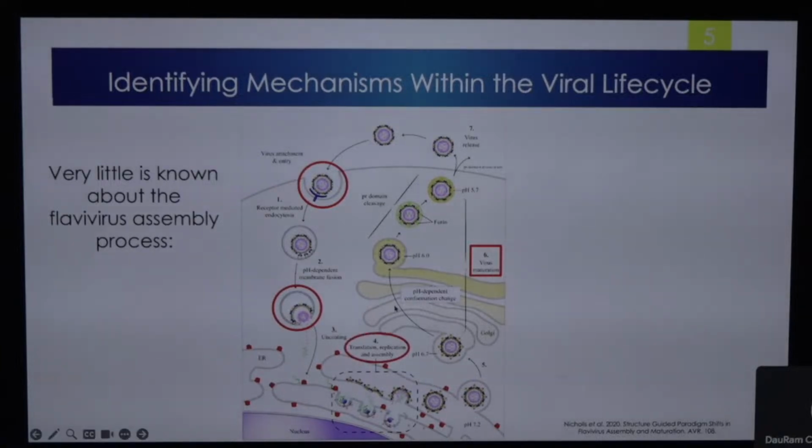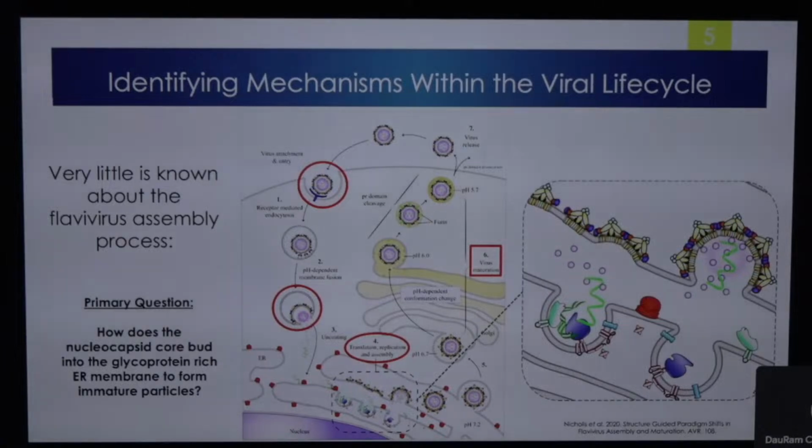However, very little is known about the flavivirus assembly process: how the nucleocapsid core, shown here in purple, that core mixed with capsid proteins and RNA, actually identifies the glycoprotein-rich regions on the endoplasmic reticulum membrane, and how it forms particles.